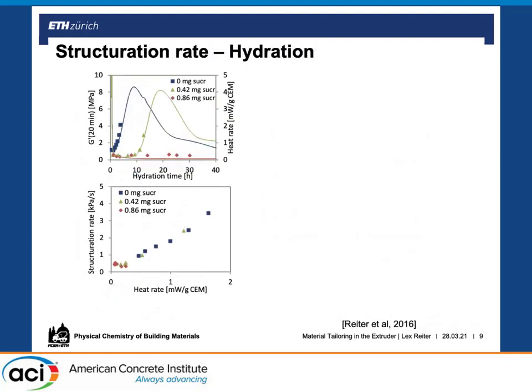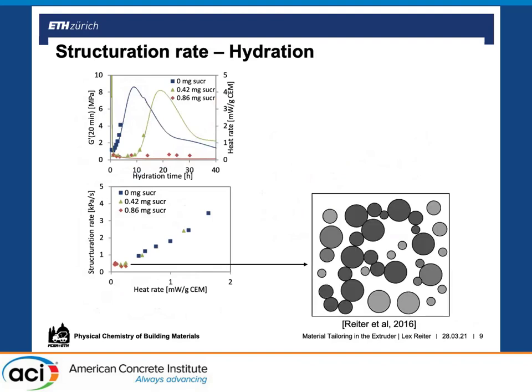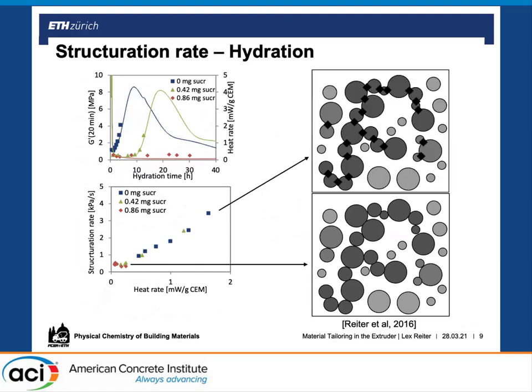So we can create this master curve you see here on the left bottom, where we can directly relate the structuration rate to a heat release. And we see that we get a very limited structuration rate if we have almost no hydration taking place. So this is mainly the flocculation process giving the yield stress. Then with hydration taking place, the literature would suggest that we have a strengthening of the flocculated network. Now importantly for the process, that means that in order to control the structuration rate, we have to actually control the hydration rate.